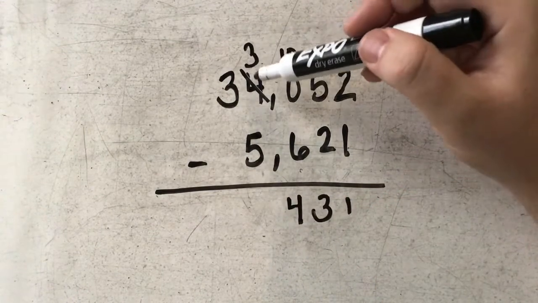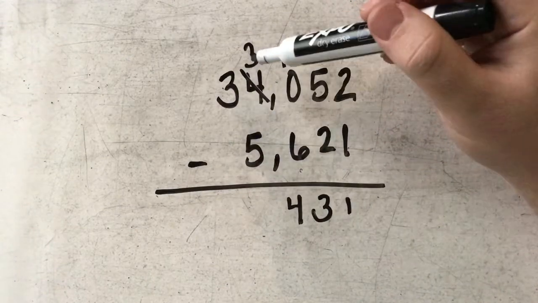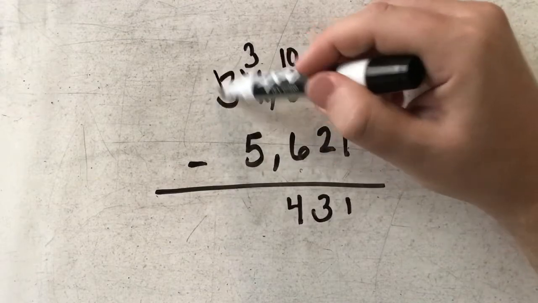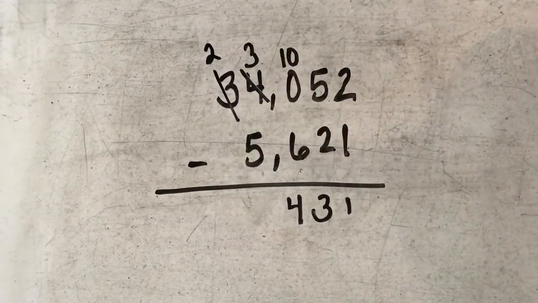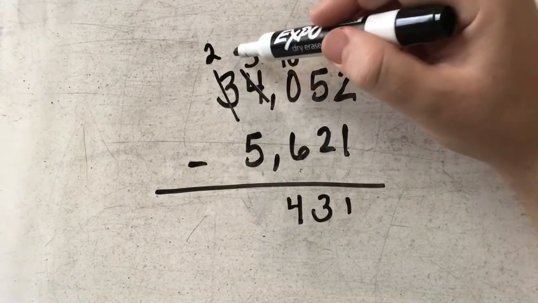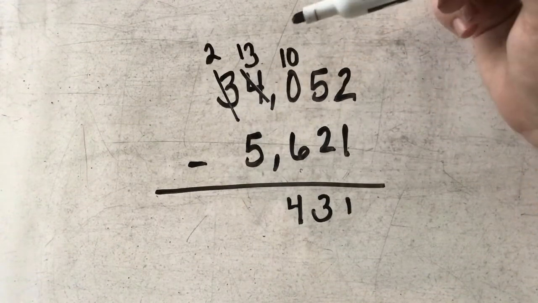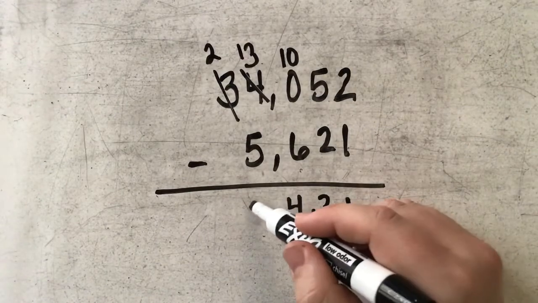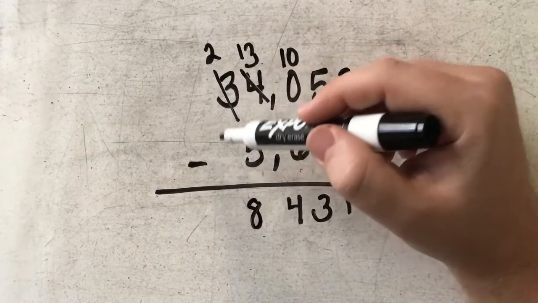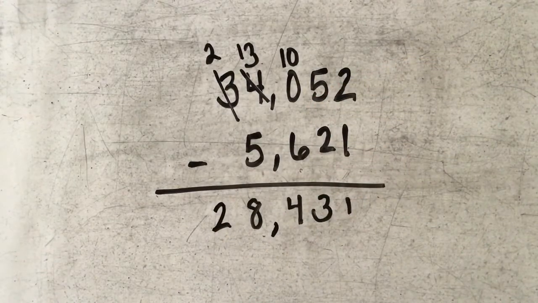And I can continue on. 3 minus 5, again, I have more on the floor, not more on top. So more on the floor means I need to go next door and get one more. If I take 1 from 3, that leaves me with 2. And that 1 that I just took is going to come over right next to that 3, making it a 13. And now I can subtract. 13 minus 5 would give me 8. And then 2 minus nothing would give me 2. So my answer would be 28,431.